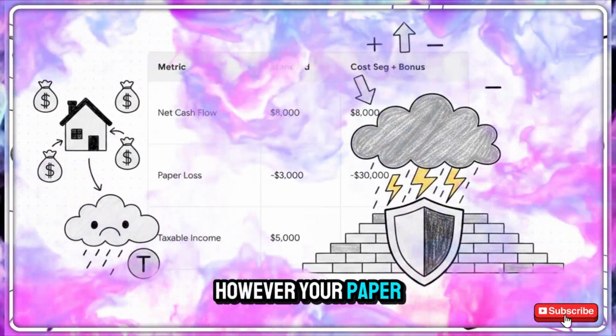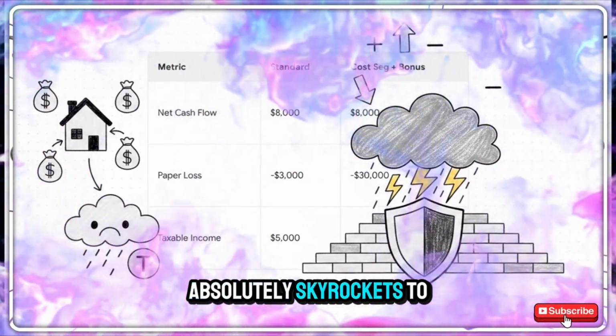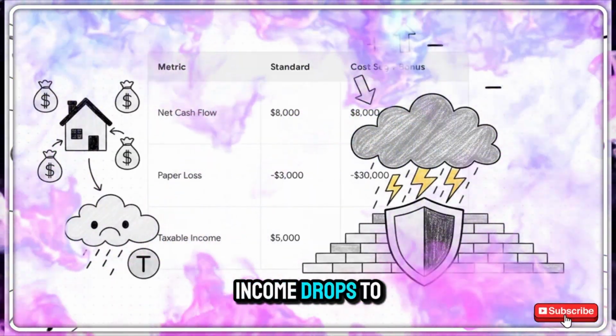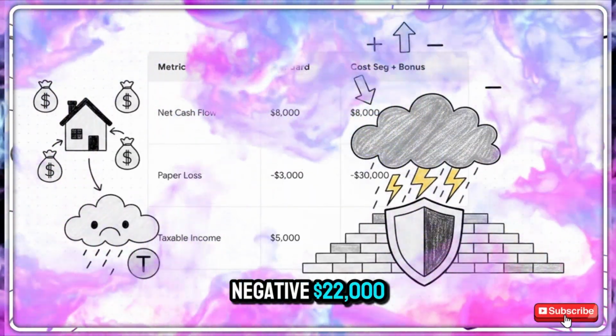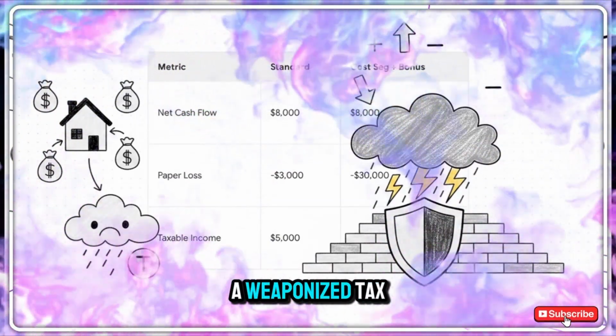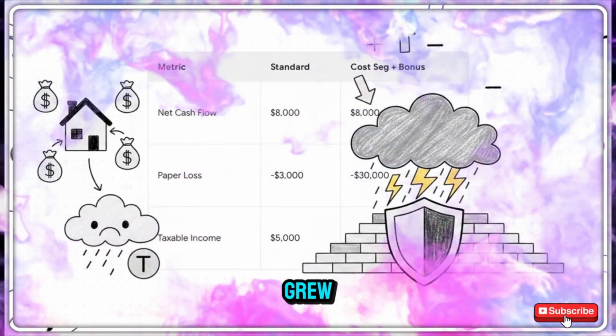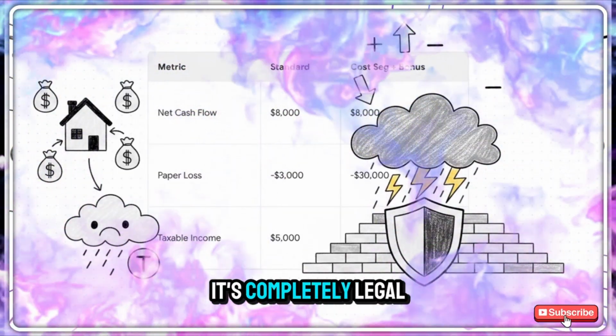However, your paper loss absolutely skyrockets to negative $30,000 or more. So your taxable income drops to negative $22,000. You've just created a weaponized tax shield, all while the actual cash in your bank account grew. It's wild, but it's completely legal math.